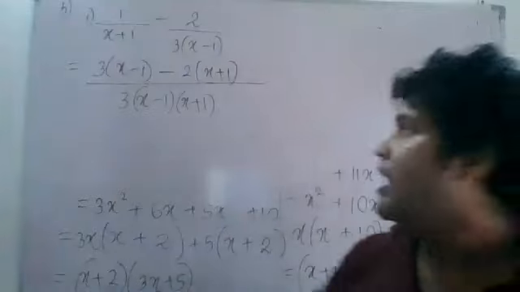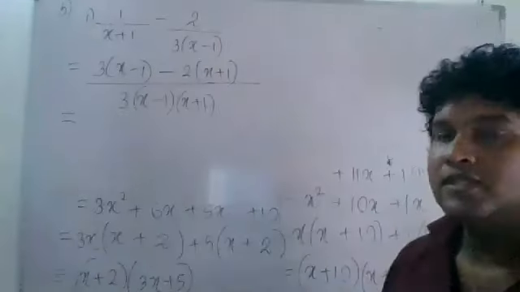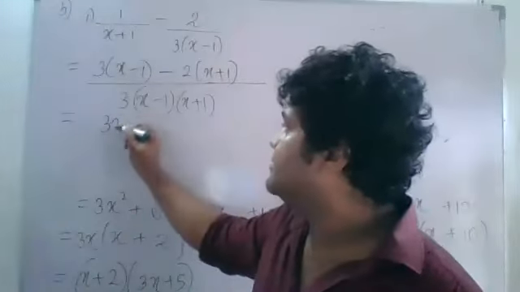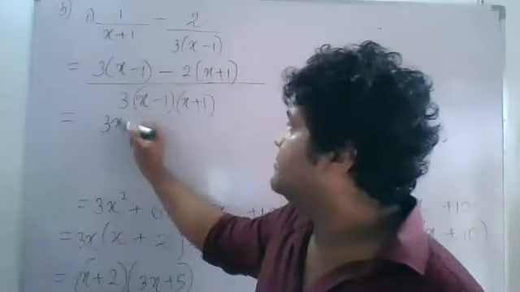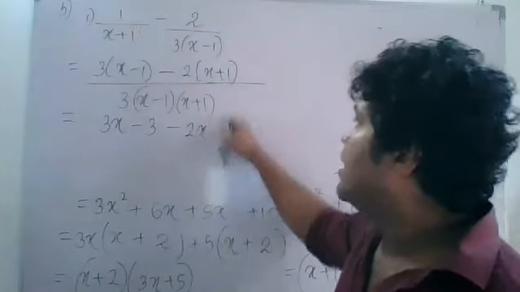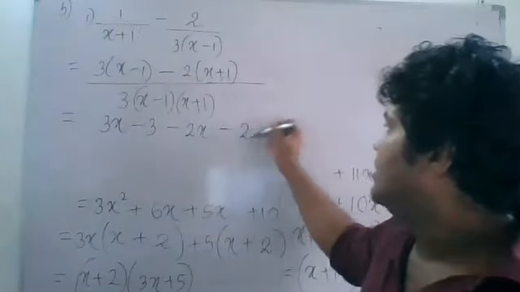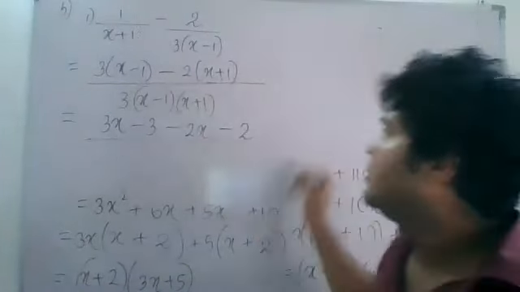Okay, and remove brackets. 3 times x, 3x, 3 times minus 1, minus 3, minus 2x plus, sorry, because minus into plus giving minus, and 2 times 1, 2, over the denominator 3 x minus 1 x plus 1.